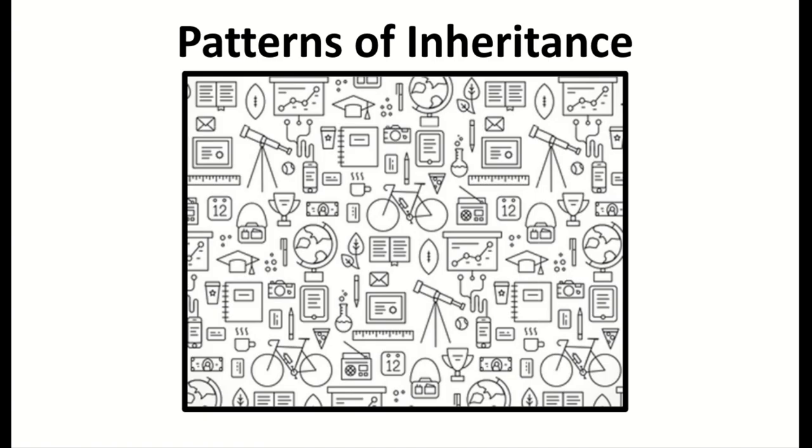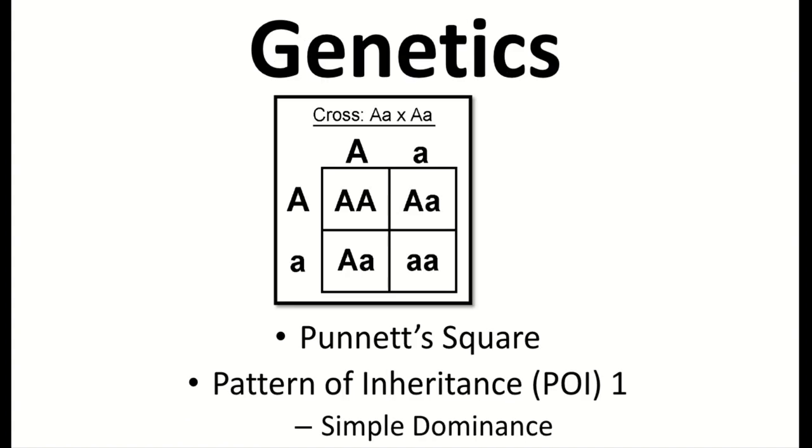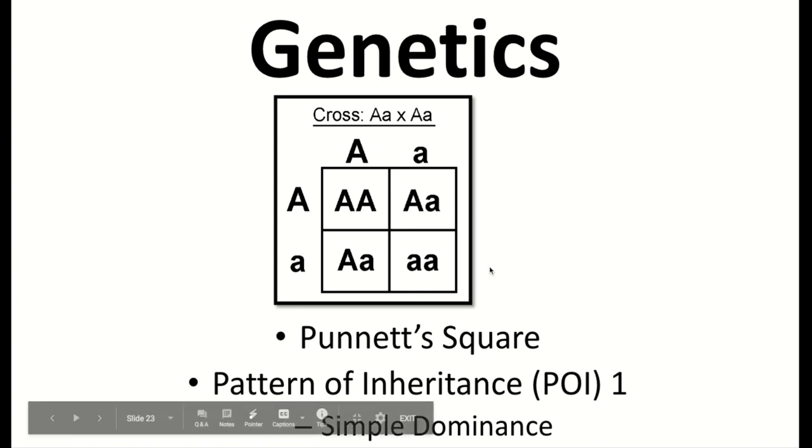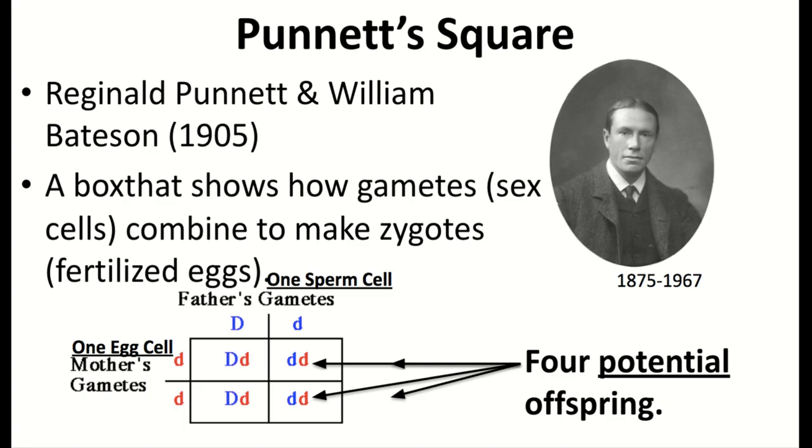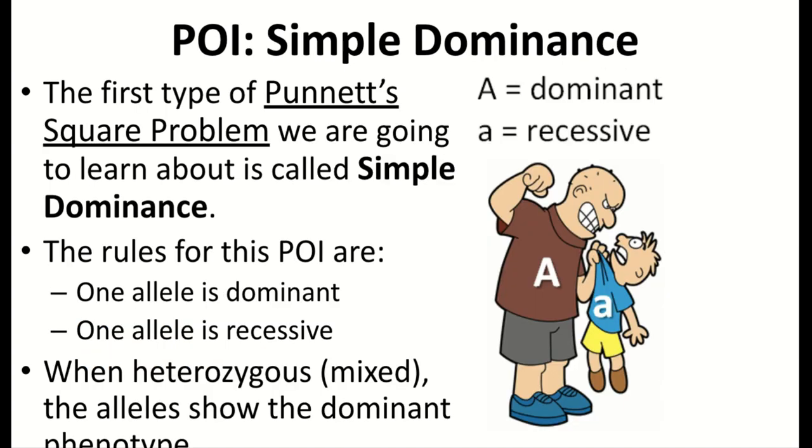So today we're going to learn our first pattern of inheritance, which is just the basic Punnett square. So I'm hoping you had experience with this in middle school, and this should just be a refresh on simple dominance. So here I can see the gametes go on one side. So let's say these are the egg cells, these are the sperm cells, and we're going to fill in that Punnett square to see the chances of each offspring. So the Punnett square is named after Reginald Punnett, and basically it's a box that shows how the sex cells combine to make the zygote or the fertilized egg. So we're actually just going to practice this together.